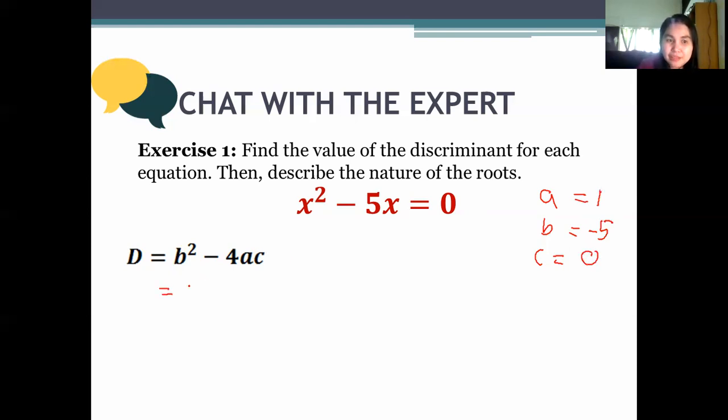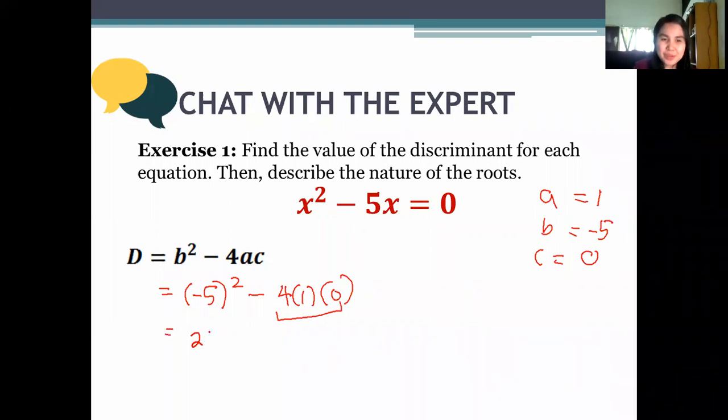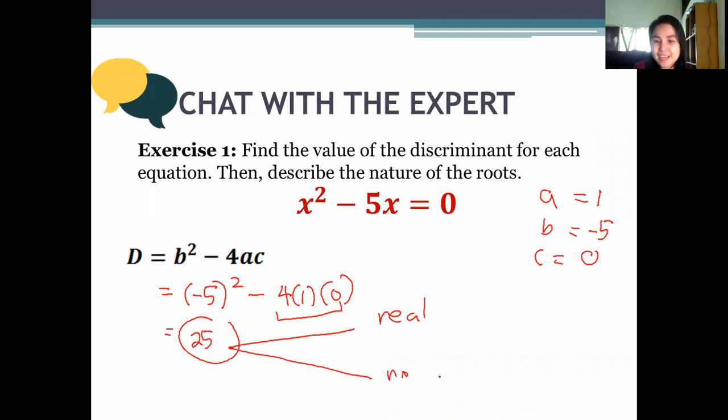So let's have the formula. Substitute -5 squared minus 4AC. Oops, there's a 0. So this becomes 0. We have 25. How do you describe the roots? Ready? It's positive, so it's real. It's not 0, so they are not equal. Then it's a perfect square, so it's rational. Yes?